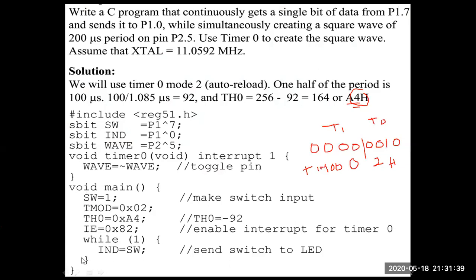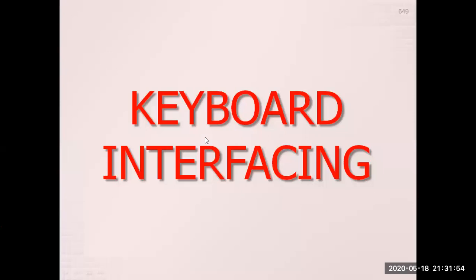And while 1, this is the infinite loop. So send the switch to the LED. When you are pressing the switch, the LED should turn on. The LED is connected to port 1.0, and the switch is connected to port 1.7. So I will show this program.